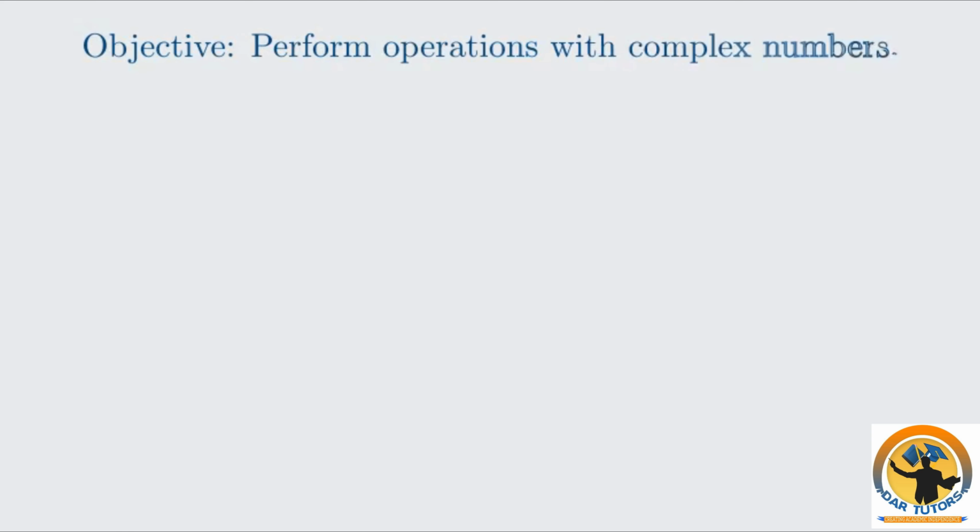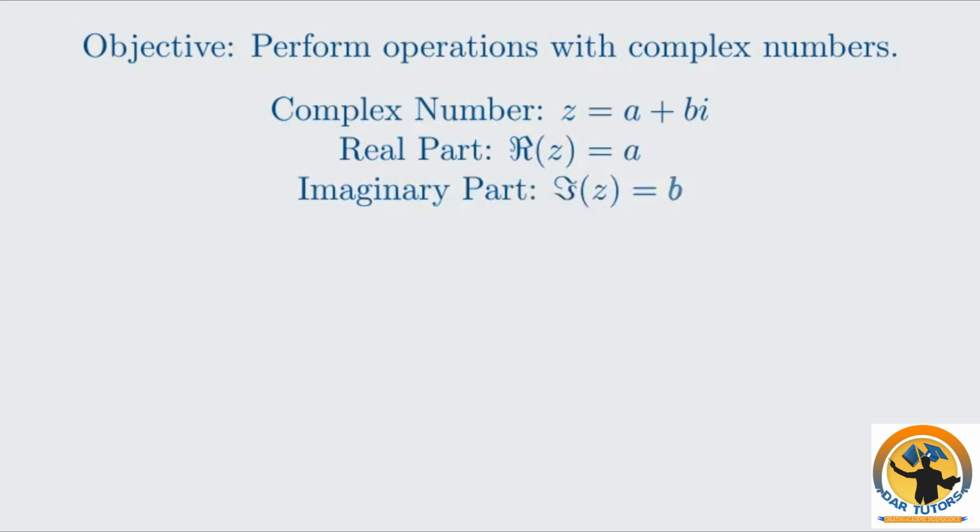Now, let's formalize our understanding of complex numbers and their operations. This is our third objective. We'll define the real and imaginary parts of a complex number and learn how to add, subtract, multiply, and divide them. As we discussed, a complex number z is written as a plus bi, where a is the real part and b is the imaginary part. We write this as Re(z) equals a and Im(z) equals b.